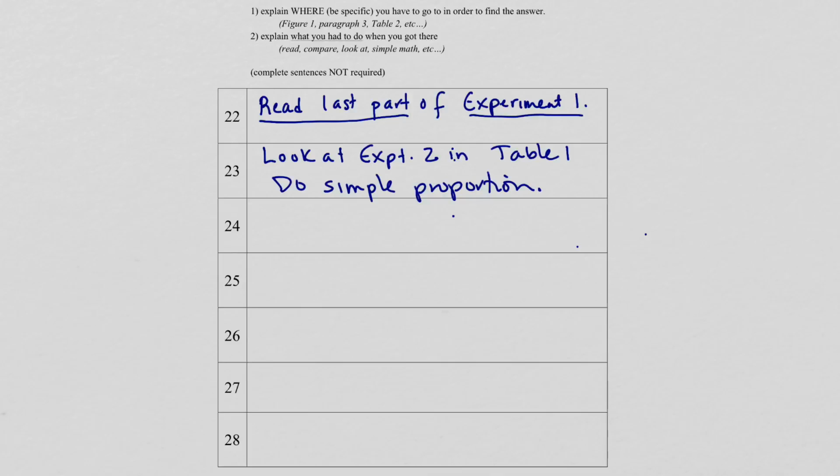So in the reflection for question number 24, we had to read experiments 2 and 3, and we had to look for the common technique.